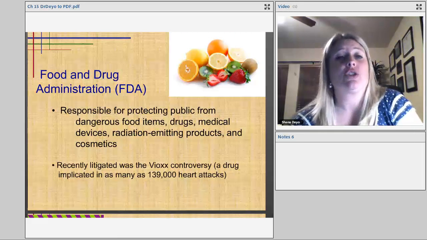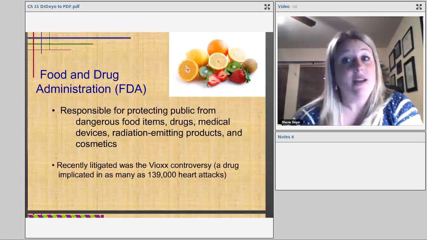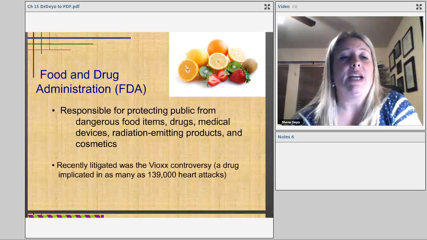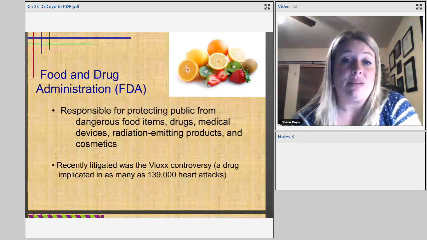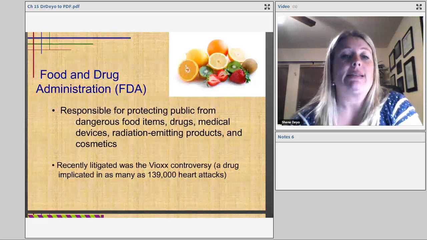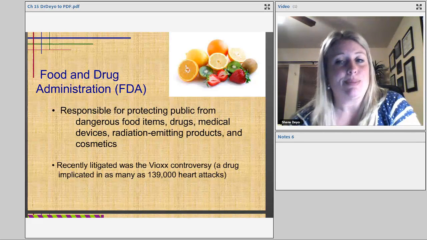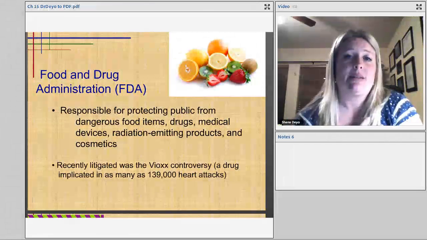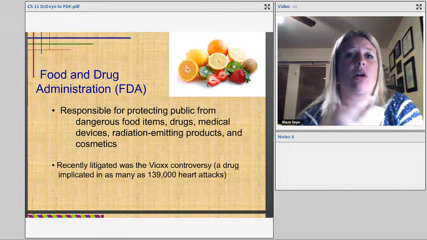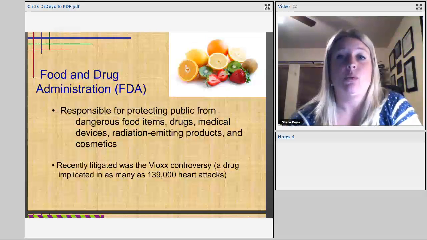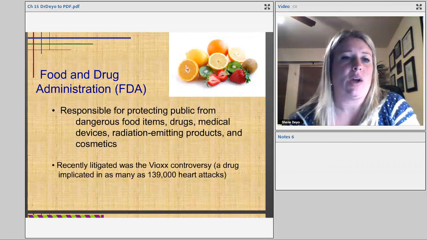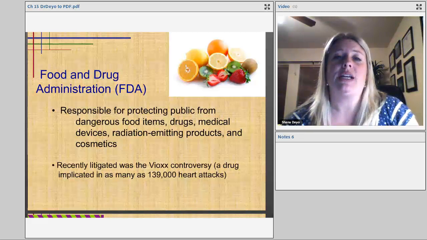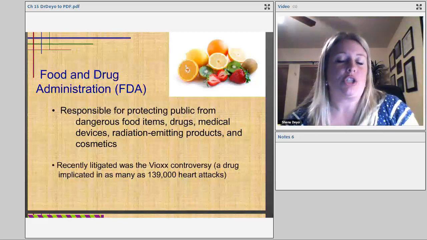The Food and Drug Administration, this is a really easy one, really does regulate food, including lemons. They are responsible for protecting the public from dangerous food items, from drugs, that means prescription drugs, medical devices, radiation-emitting products, and cosmetics. So they really govern a lot. They're looking at things that we ingest, that we, of course, digest, and things that are chemicals that we would put on our face, which eventually go into our system in some way. So the Food and Drug Administration really is all about trying to protect you from dangerous ingestion or digestion of items.